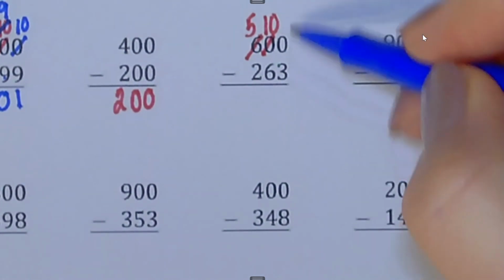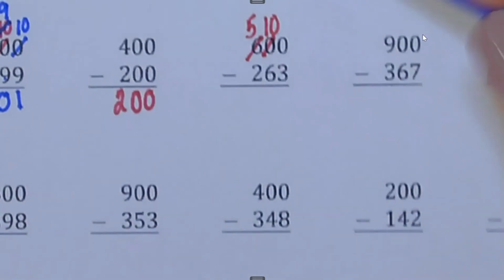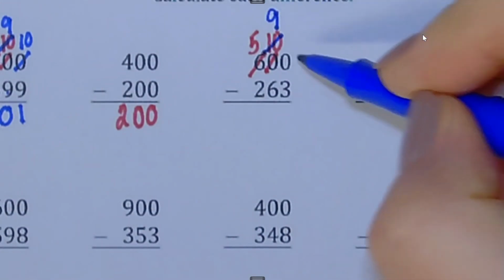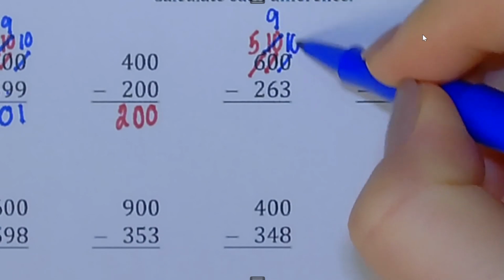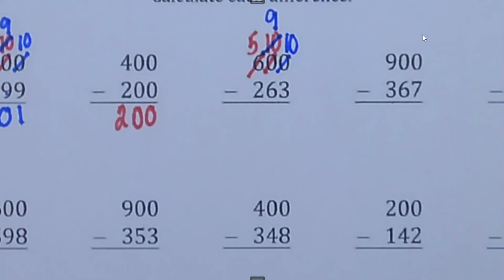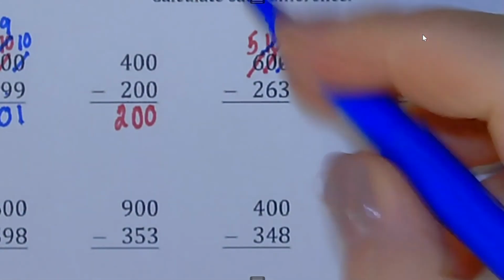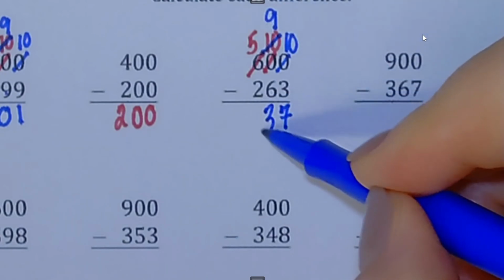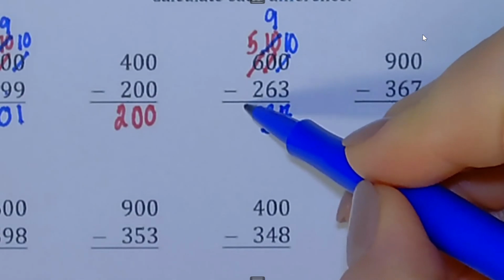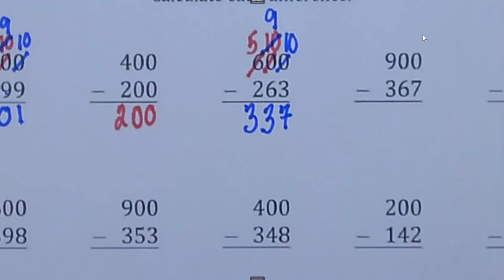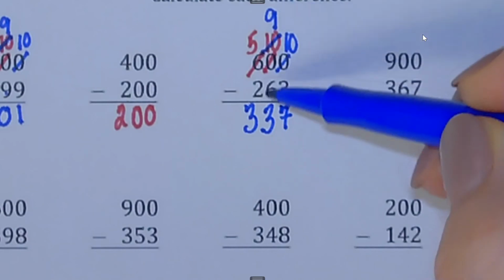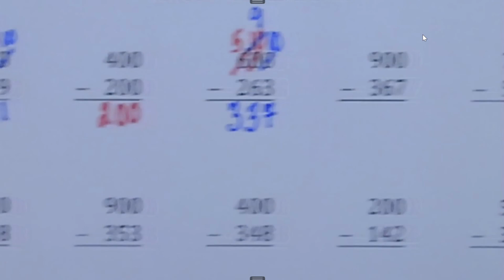Okay, so we're still in the ones column and we still need help. So we're going to borrow from this 10. It will become a 9. So that our ones column will now have 10. And now we can subtract. 10 minus 3 is 7. 9 minus 6 is 3. And 5 minus 2 is 3. And then to check my work, 7 plus 3 equals 10. 3 plus 6 equals 9. And 3 plus 2 equals 5.